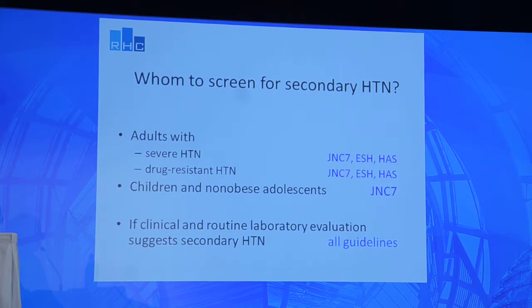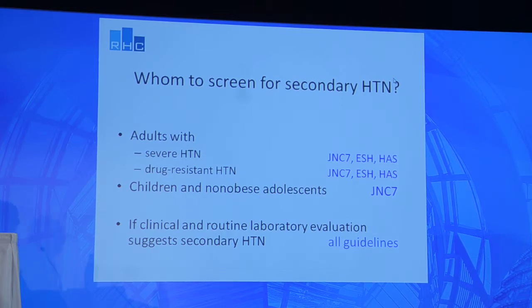So whom should we screen for secondary hypertension? This question has been already addressed briefly. Adults with severe hypertension, drug-resistant hypertension, this is the international consensus, of many of them. We don't speak about children. And on top of that, if you have clinical or routine laboratory evaluation that suggests that there is a cause for secondary hypertension.